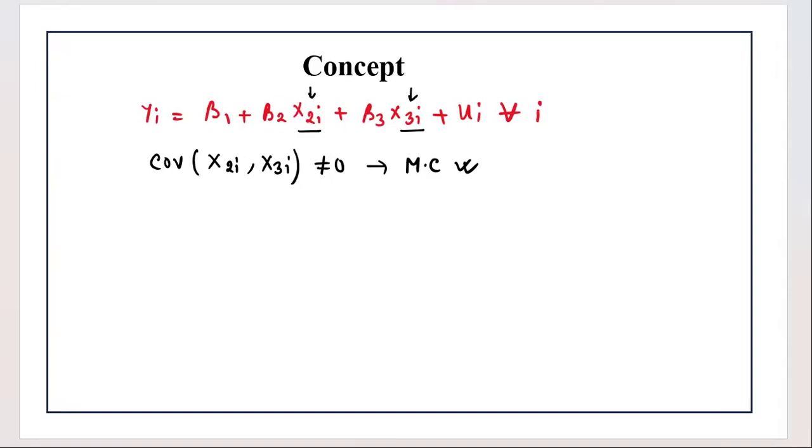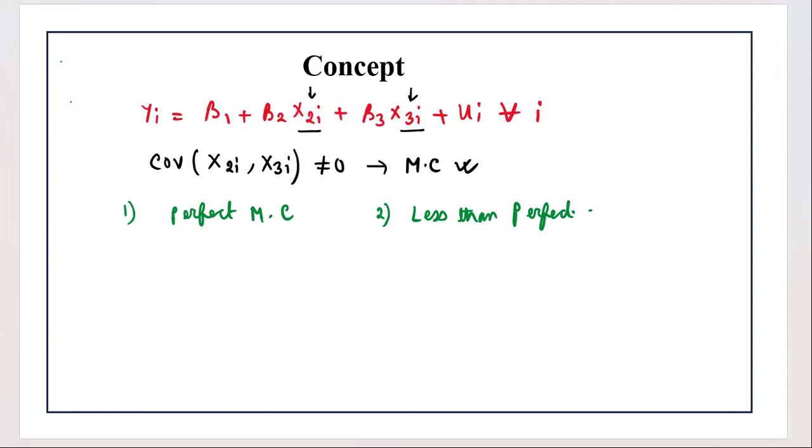Now, there are two kinds of multicollinearity that might be there in your model. The first type could be perfect multicollinearity, and the second type would be less than perfect multicollinearity. Now, let us talk about each of them in detail.